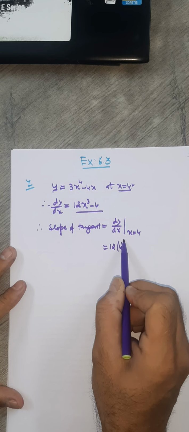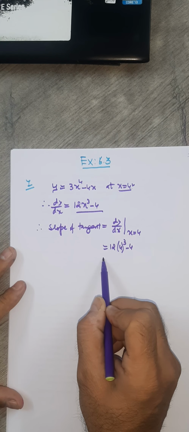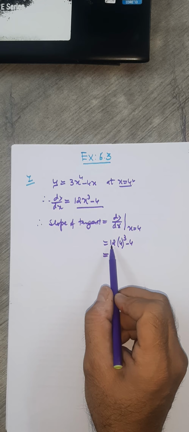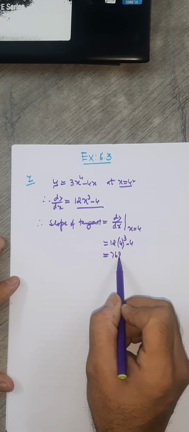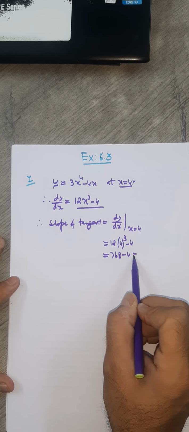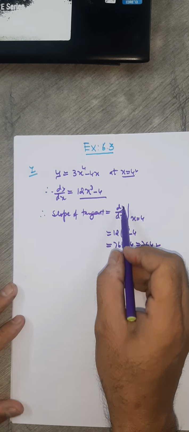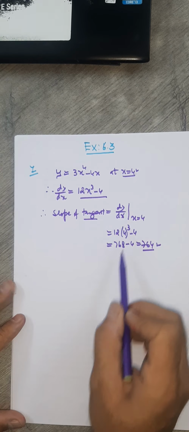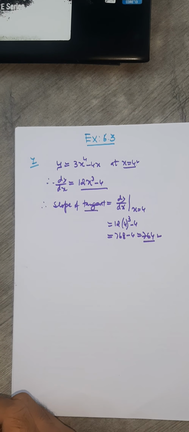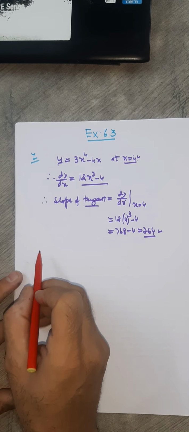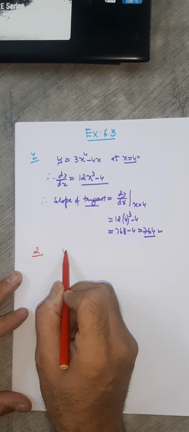So just instead of x you put 4 here. So this is 12 into 4 cube minus 4. So this would be 64 into 12, which is 768 minus 4. So 764, right? You did nothing, simply differentiation. Slope of the tangent, immediately you must have derivative in your mind. Okay, next question, question number 2.